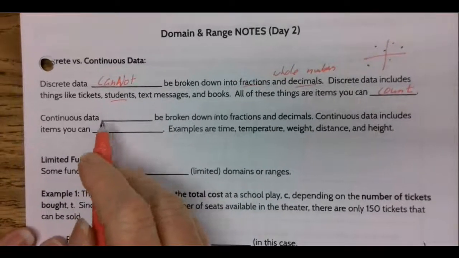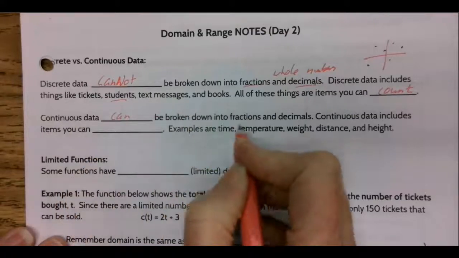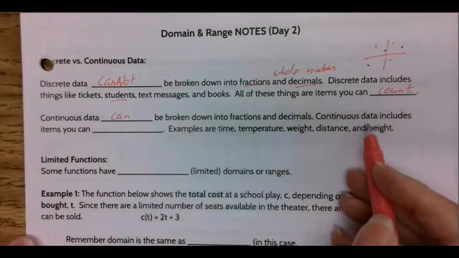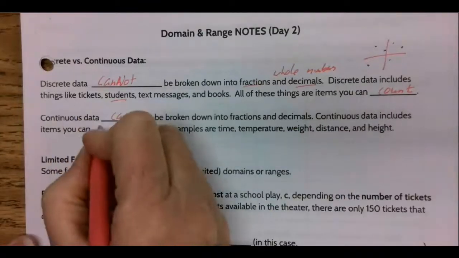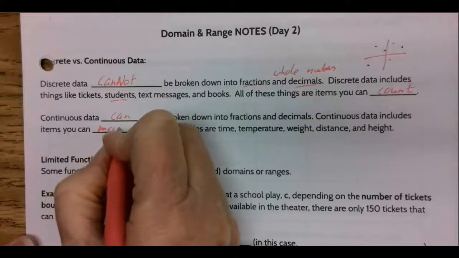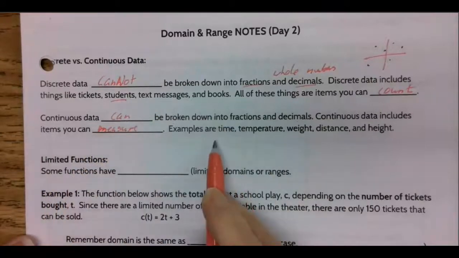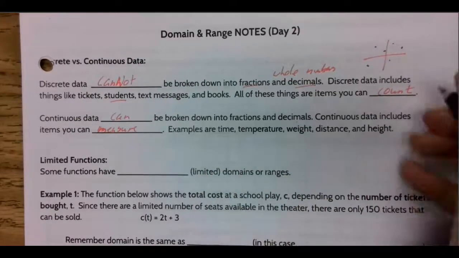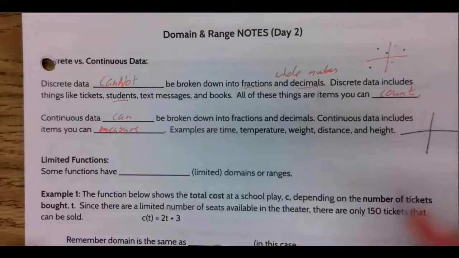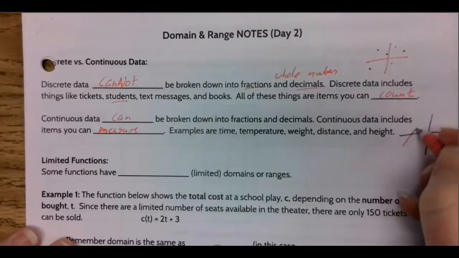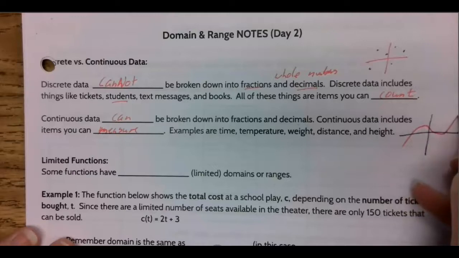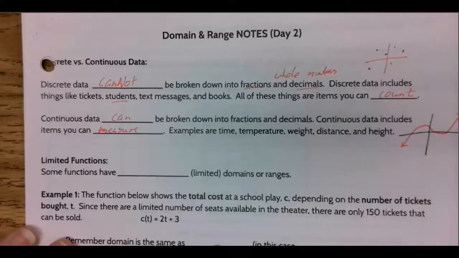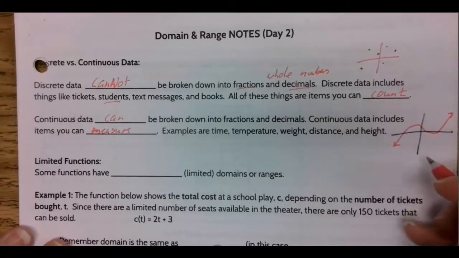Whereas continuous data can be broken down into fractions and decimals and whole numbers. It can be anything. There's no restrictions on that. Continuous data includes items you can measure. Examples are time, temperature, weight, distance, height. And so an example of continuous is, remember, you can do the entire thing. We could have all kinds of weird graphs, but it can be done in one piece, and you don't have to pick up your pencil in order to draw that.